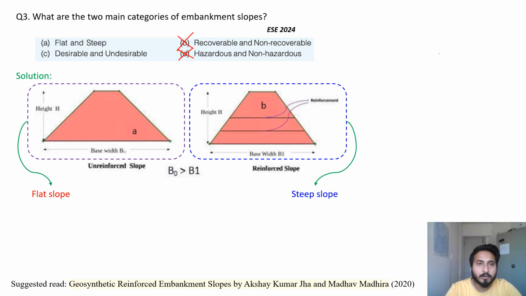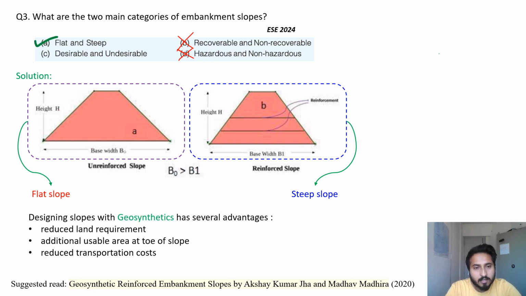So our option will be flat and steep slope. That is option A. Now from the paper, what we saw is that we can reinforce the steep slopes because steep slopes are less stable than flat slopes. So we have to add something to make it better. That is, we'll add reinforcement, that is geosynthetics.